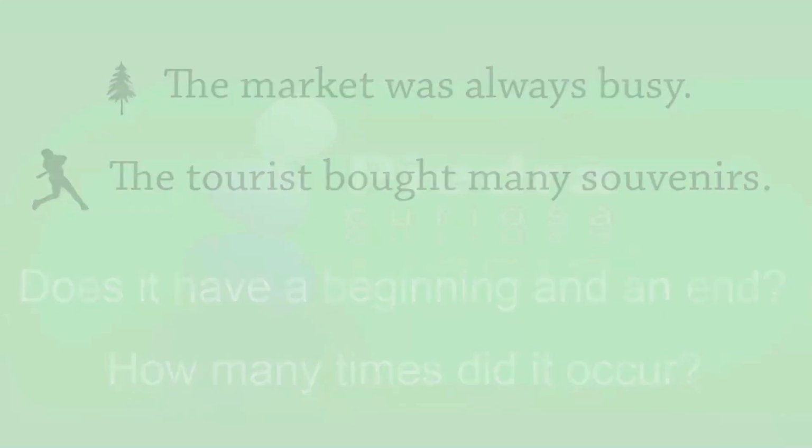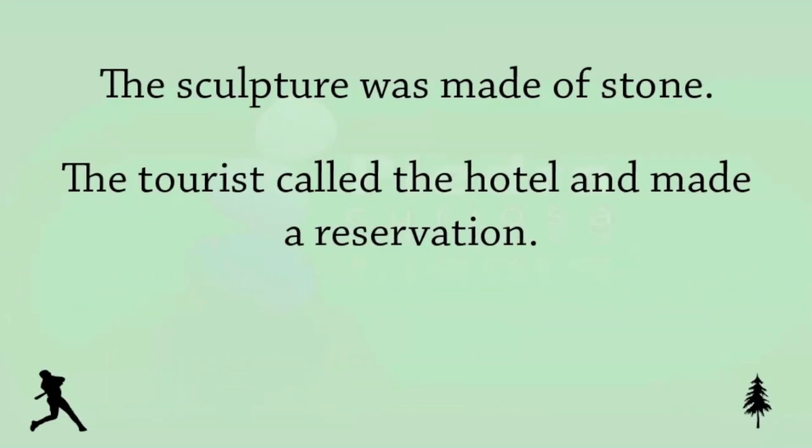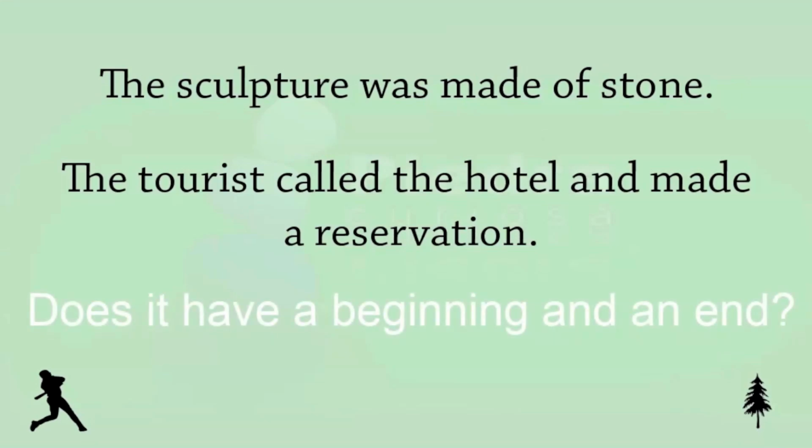Let's take a look at one more example in English. The sculpture was made of stone, and the tourist called the hotel and made a reservation. Which one of these sentences is preterite and which one is imperfect? Why? Pause the video if you need some more time.